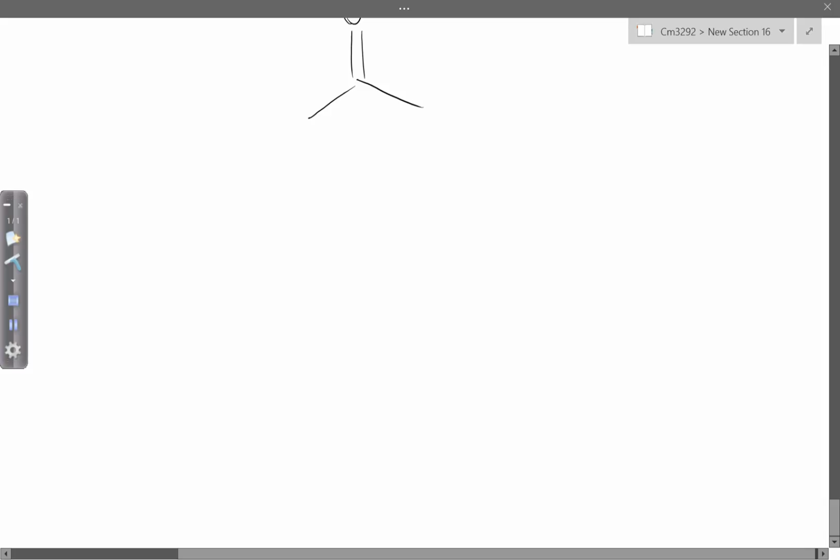Okay, let's try the last example of hybridization. This is sp2, not sp3. There's a double bond, right?